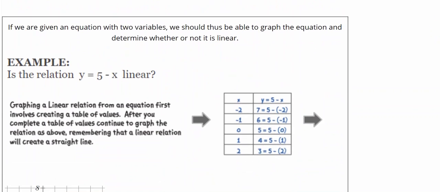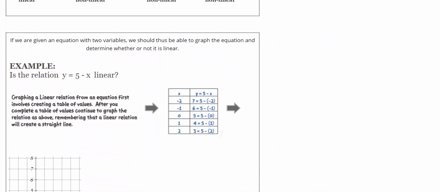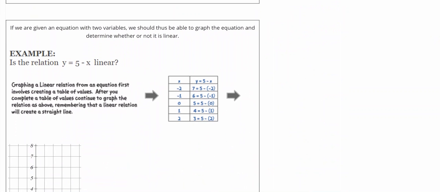Okay, so then if we're given an equation with two variables, like this one, we can ask ourselves, is this thing going to be linear? Let's say this is all we knew. Well, let's actually make a table of data.